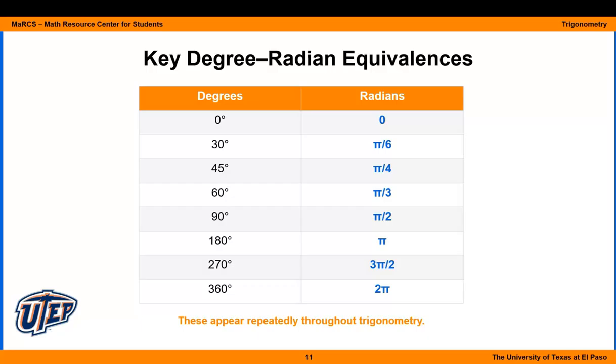There are several degree radian pairs that appear frequently in trigonometry. For example, 30 degrees is equal to pi over 6. 45 degrees is equal to pi over 4. 60 degrees is equal to pi over 3, 90 degrees is equal to pi over 2, and 180 degrees is equal to pi. Learning these common angles will save a lot of time when working with the unit circle and trigonometric functions.